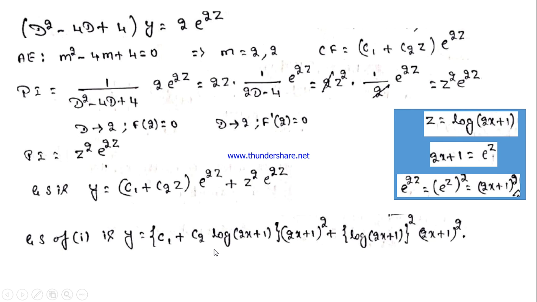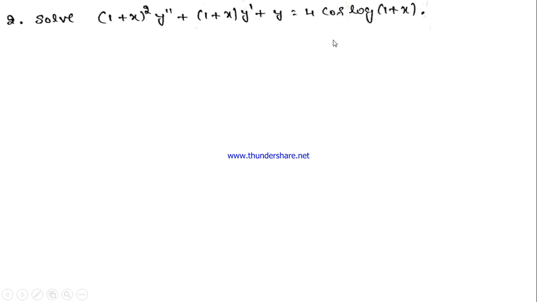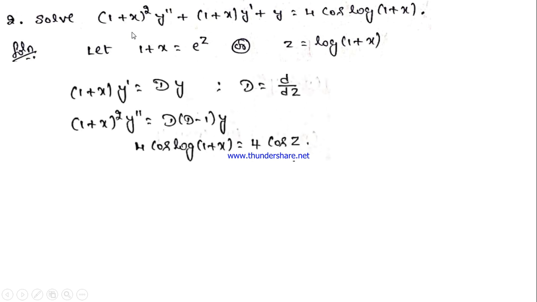Now let me try this method with our next example. Here I have taken cos log of (1 plus x). I'm just trying with the trigonometric function in this problem. And on the left hand side, the role of ax plus b is played by 1 plus x. So I should go with 1 plus x equal to e power z, or z equal to log of 1 plus x. And we know what happens with this. We are just converting these derivatives with variable coefficients into derivatives with constant coefficients.